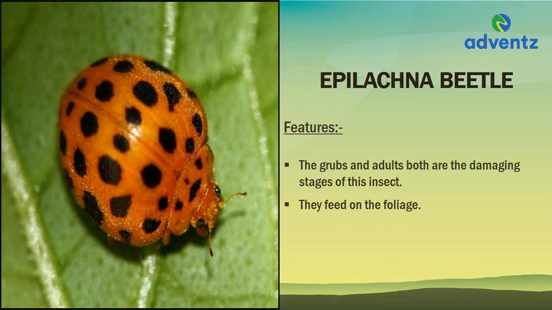The first pest that we study is Epilachna beetle. Epilachna beetle has many features. It is one of the most serious pests of a potato crop. The baby of the pest is called grub. And the grubs and adults both are the damaging stages of this insect. This pest feeds on the foliage.